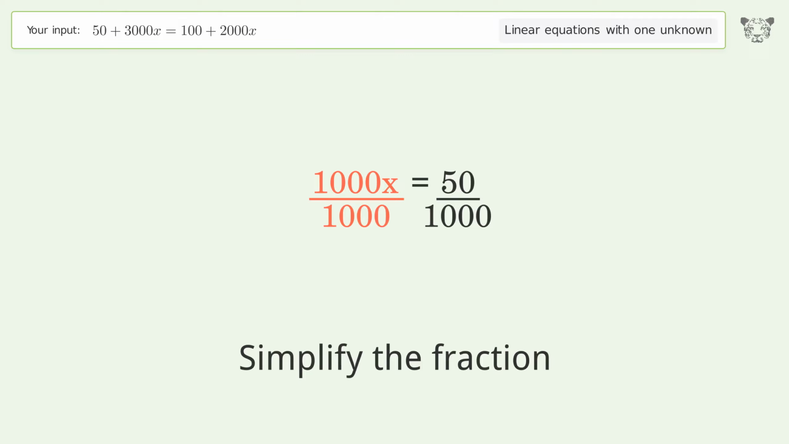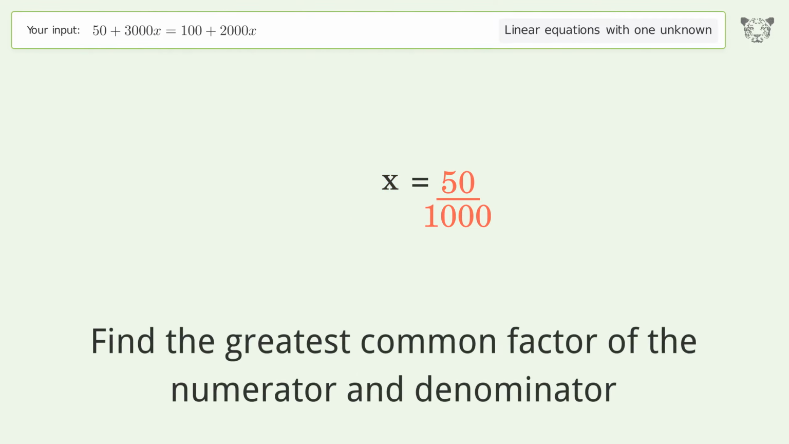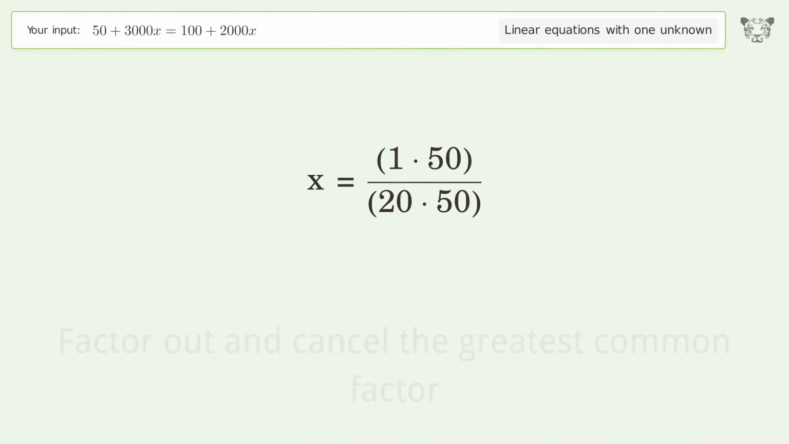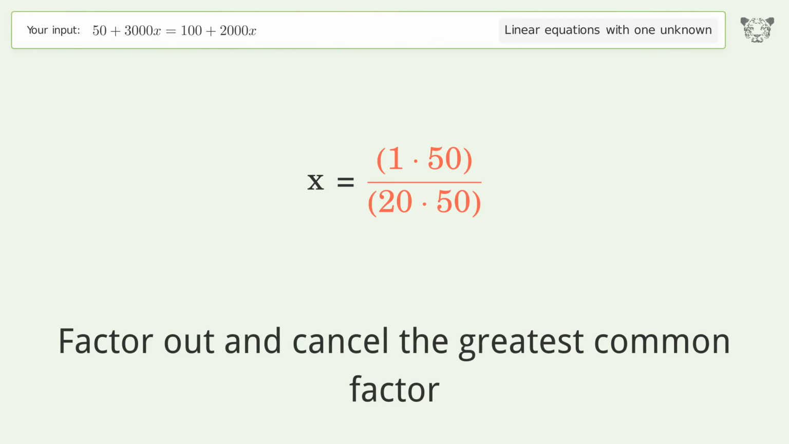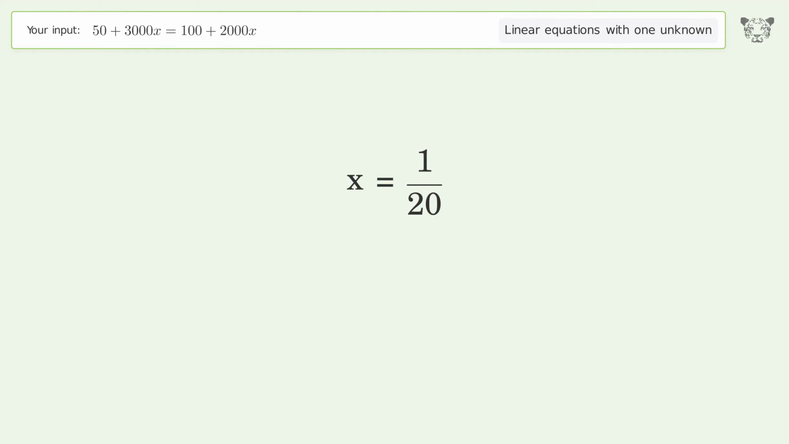Simplify the fraction. Find the greatest common factor of the numerator and denominator. Factor out and cancel the greatest common factor. And so the final result is x equals 1/20.